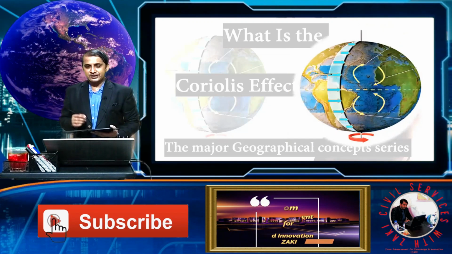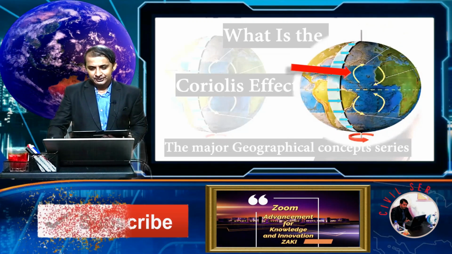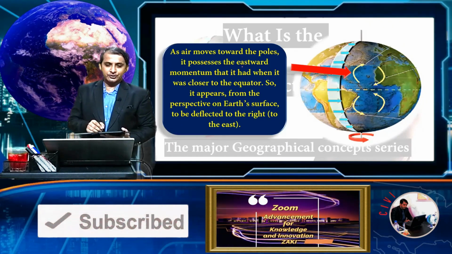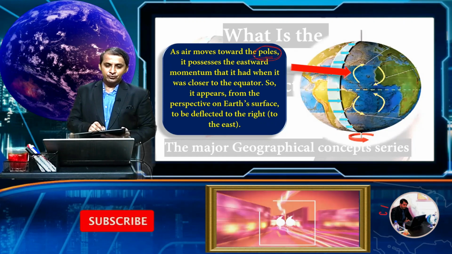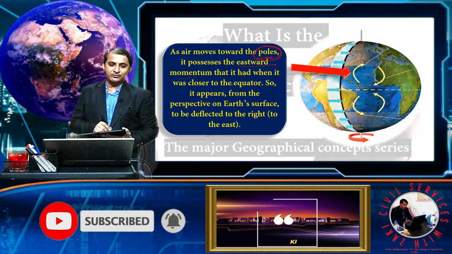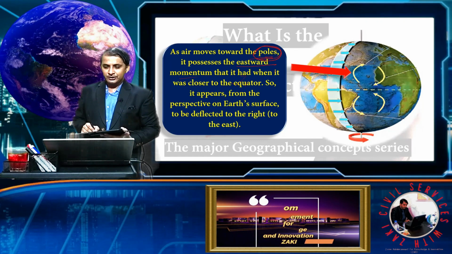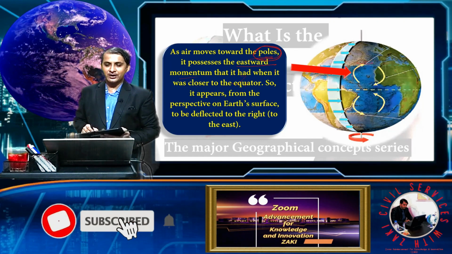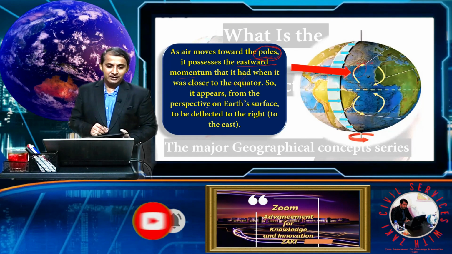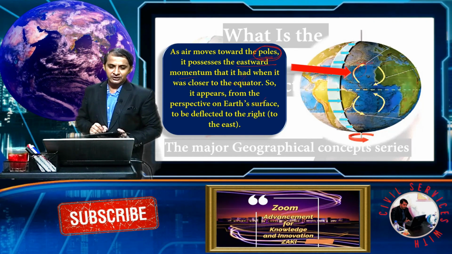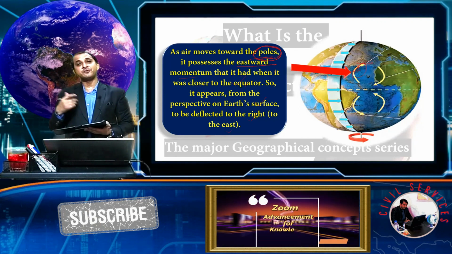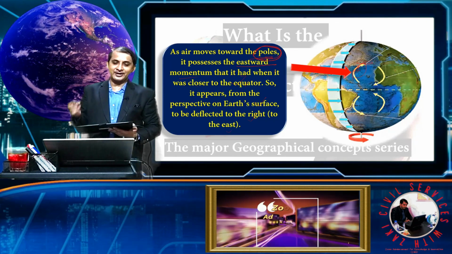If we see some air moving towards the north from the equator, it possesses eastward momentum, and its speed was greater closer to the equator. So as it goes farther, it deflects eastward. It appears from the perspective of the earth's surface to be deflected to the right, to the east. So in the northern hemisphere, it is deflected to the right.